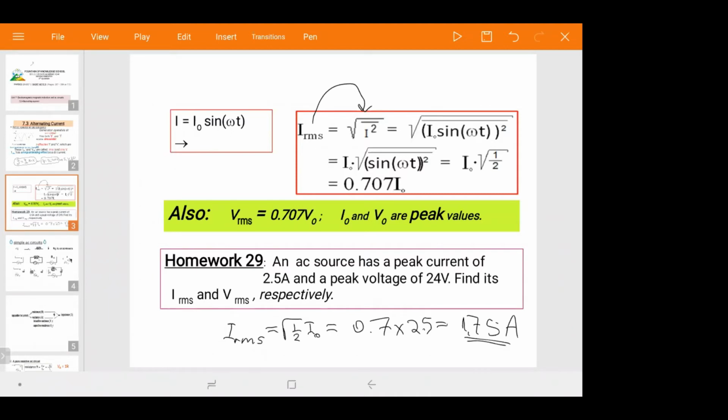You can do the same thing for the voltage. The answer of this homework question, for every homework question you find in this note, at the end of the note, you're given the answer. All right, shall we go forward?